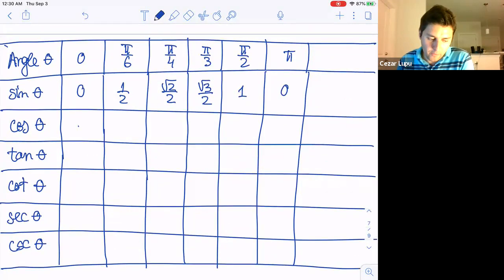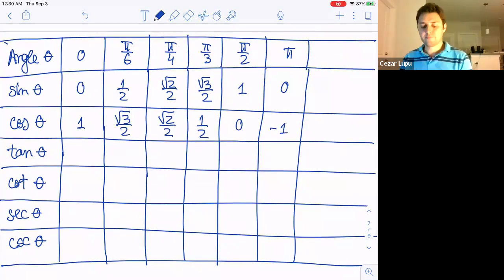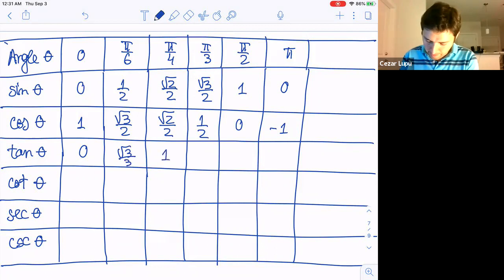Well, for cosine, at 0, it will be 1. Then at pi over 6 will be square root of 3 over 2. Then at pi over 4, it will be the same as with the sine. Then here I'll have 1/2. Then here we'll have 0, and then here I'll have -1. As you can see, now tangent is quite clear. It's sine over cosine, so I will just copy, so it will be 0. Here will be square root of 3 over 3, right? Here will be 1. Here will be square root of 3.